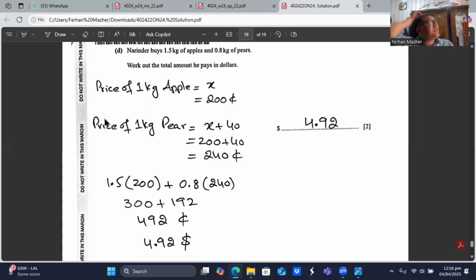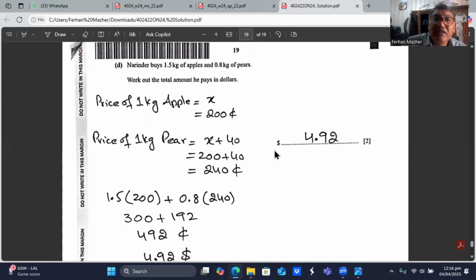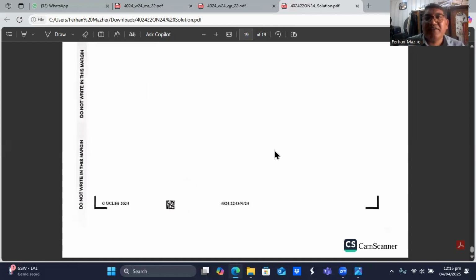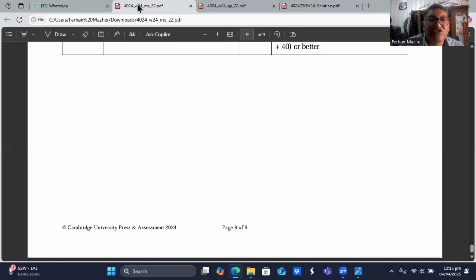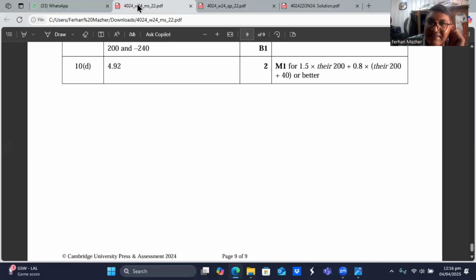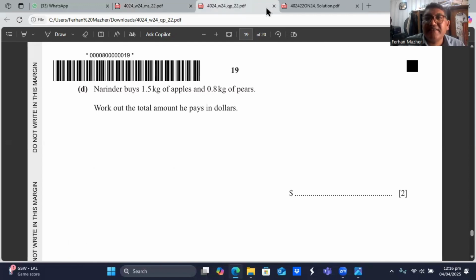This is in cents, so you can convert this into dollars by dividing by 100. So it will become $4.92. So the cost of this will be $4.92. So we have reached the end of this paper. Let's check the answer. That was the last question. $4.92 is the right answer. I hope you understand this.